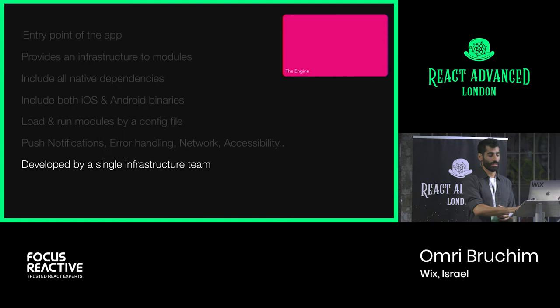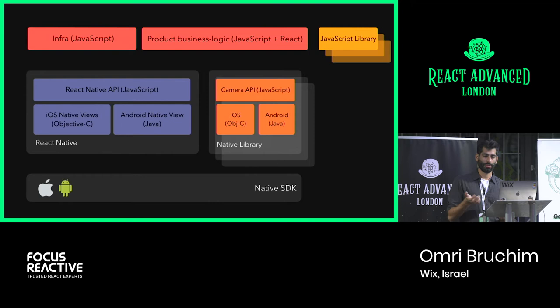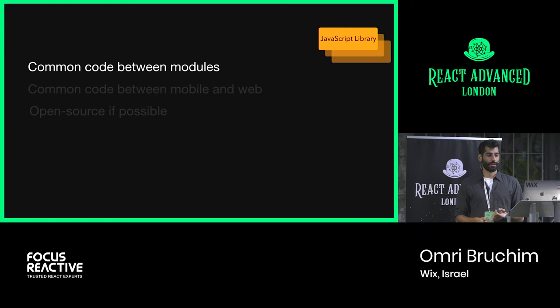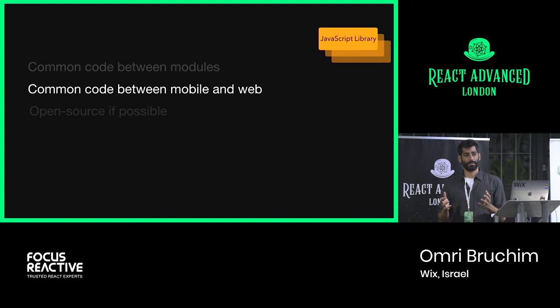So back to our architecture, what are we left with? We are left with code sharing, with the JavaScript libraries. JavaScript libraries can be common code between modules. If you want to share the same logic, it's JavaScript, you can do it. It can be common code between the mobile and the web, because most of the teams have full stack developers that work both on the mobile application and the web. So you can put all the business logic in JavaScript libraries, and they use it both on the web and the mobile. And mobile stores, if possible, why not?